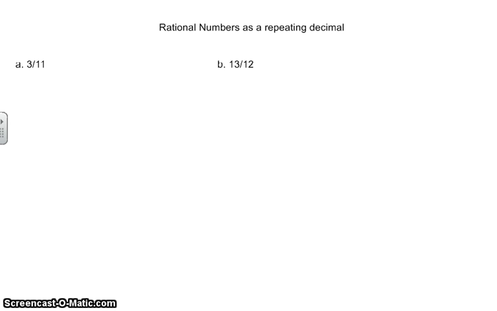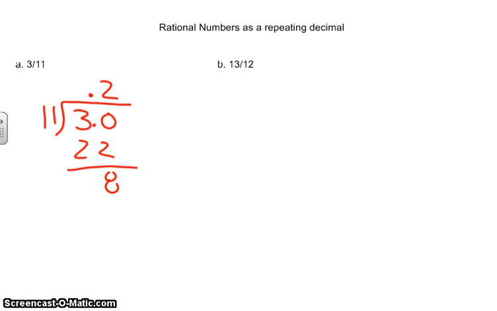Rational numbers as repeating decimals. I jumped ahead on my last one, and I'm sorry about that when I added in a repeating decimal before, but let's go ahead and look at this. Denominator into numerator. So 11, which is my denominator, into my numerator, which is 3. Put our decimal up, put our 0, and I see that will go in twice. 2 times 11, 22. I have 8 left. Let's drop a 0.